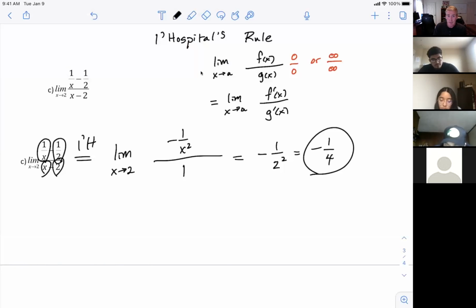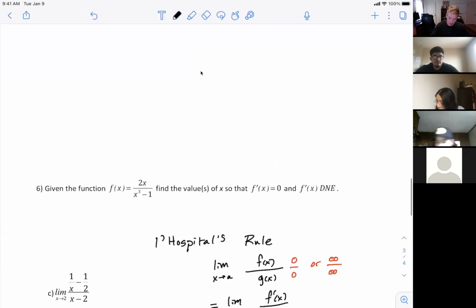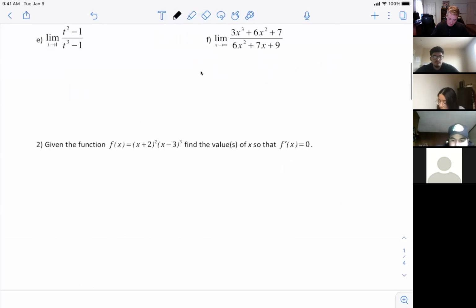For some reason, they don't cover L'Hopital's rule until like the end of chapter 3. And I really wish they would cover it earlier because it really comes in handy. So does anyone have any questions on that one? Okay, then back to the top of the page.